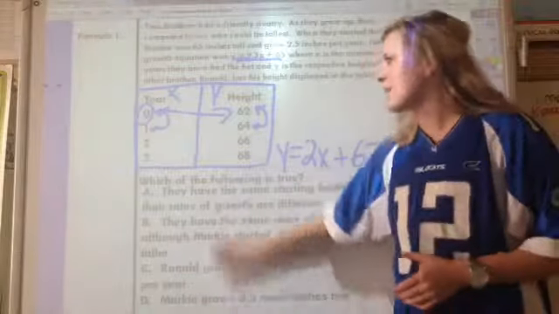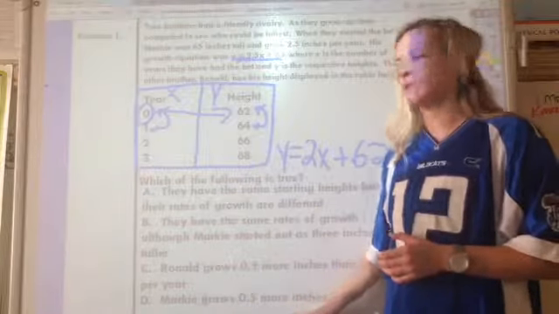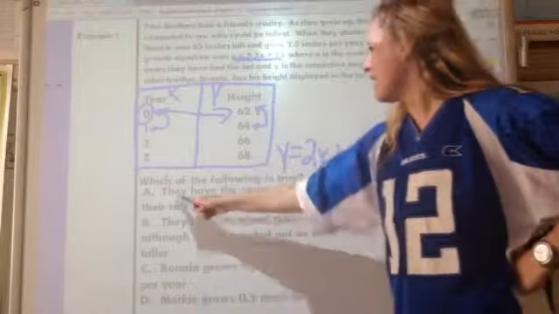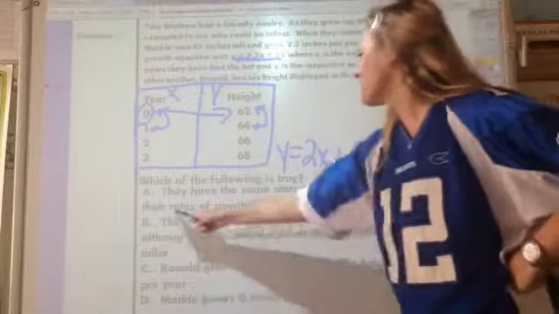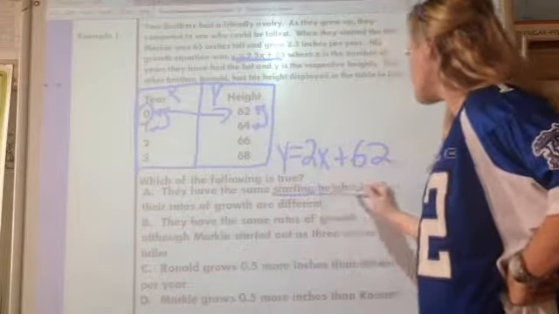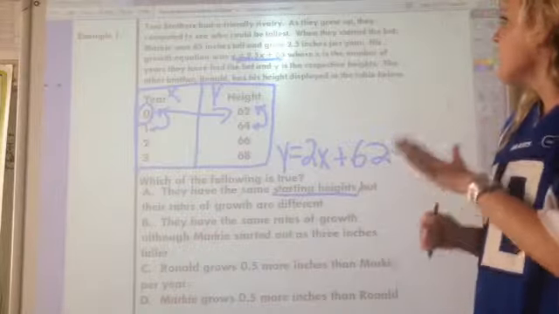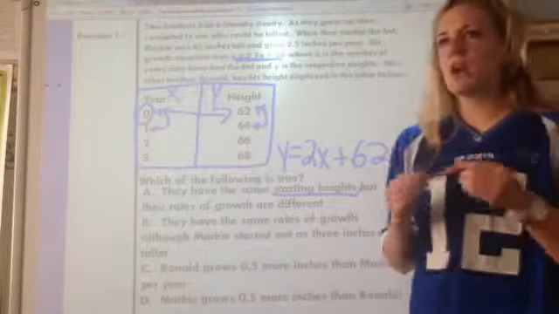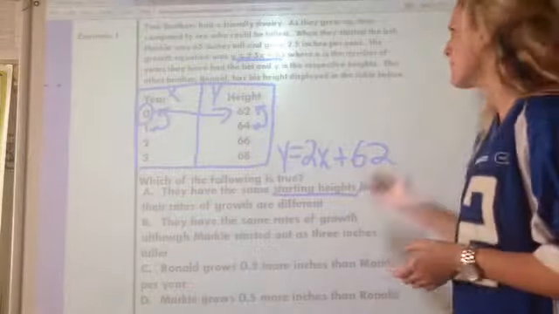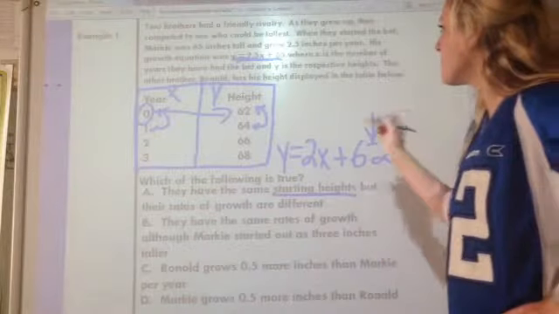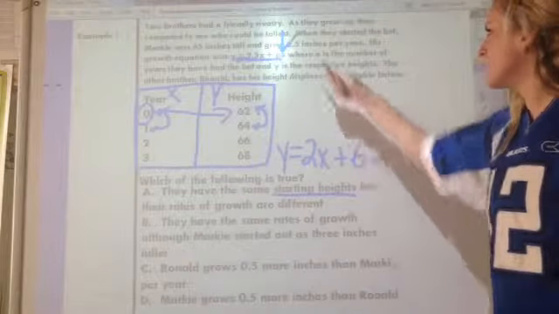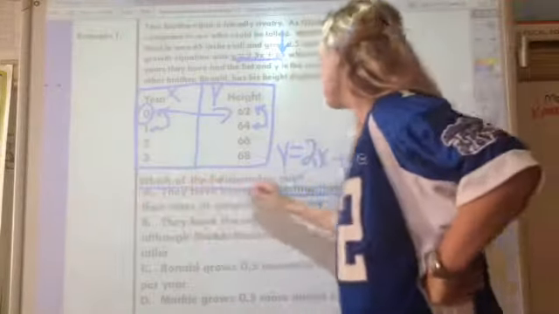Now I can start looking at my answer choices to figure out which one of these is correct. So I'm going to go ahead and read the first one to you. Which of the following is true? A, they have the same starting heights, but their rates of growth are different. Okay, I'm going to go ahead and underline they have the same starting height. That can't be true because if it's the same starting height, that is my starting point for both of my equations. And in both of my equations, the starting point or the y-intercept or initial value is 65 and 62. Those numbers are different. So I know that answer choice A can't be correct.